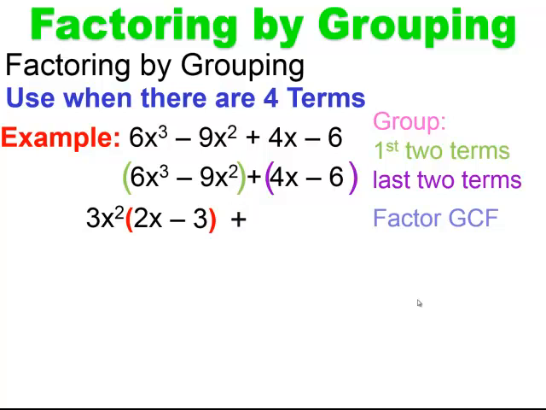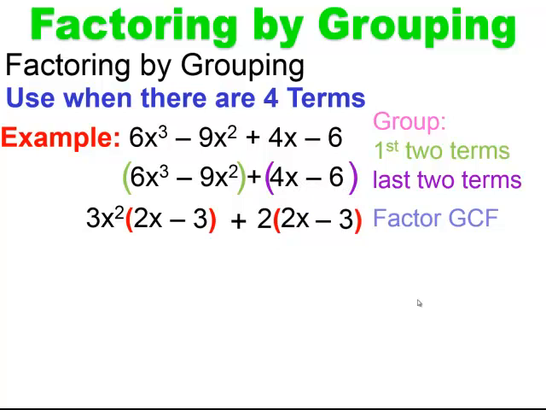And now that middle sign needs to come down, and then I'm going to find the GCF of the 4x minus 6. The GCF of 4x minus 6 is going to be the 2, and then I'm going to divide it out of each term, and whatever's left will go inside the parentheses. So I'm left with 2x minus 3.